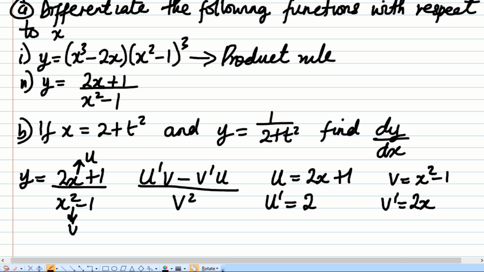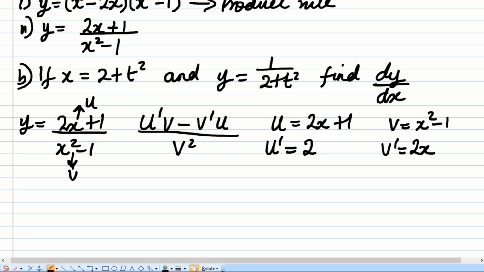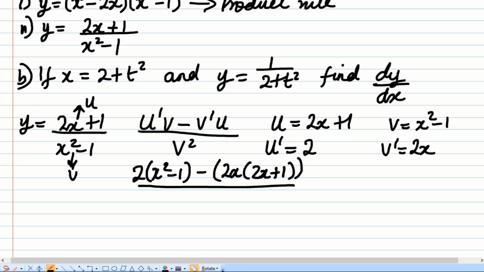So just applying the rule now, our u prime is 2, so this is going to be 2 multiplied by v, which is x squared minus 1, minus, what's our v prime? Our v prime is 2x multiplied by u, and our u is 2x plus 1. Okay, and then we're going to divide everything by v squared. What's v? v is x squared minus 1, and then we raise it to the power 2.